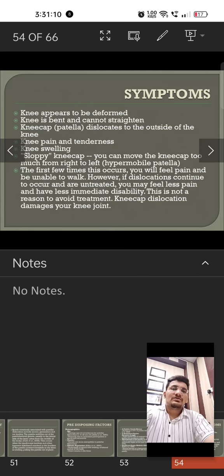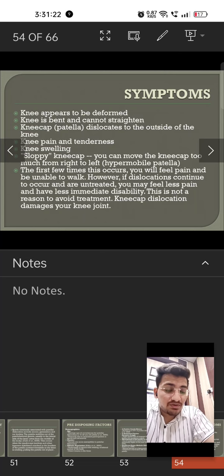So let's move forward. What are the symptoms a patient can present to you, or when you're on the field, you can see in an injury? How does it look? The knee appears to be deformed. Obviously, the knee is bent and cannot straighten. The kneecap, the patella, dislocates to the outside of the body, that is laterally, and knee pain and tenderness are present. Knee swelling is present. Also a slopey kneecap. Slopey means when the patella becomes hypermobile. And why does this hypermobility come? Because of the ligament laxity, because the VMO muscle was weak. Then it will create tension on the patellofemoral ligament again, and it will lead to hypermobility. And if any joint is hypermobile, it will lead to subluxation and ultimately dislocations.